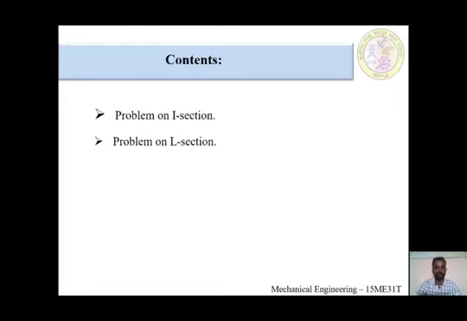Briefly, I will tell you about the I section and the L section. The I section is symmetrical about the Y axis, so this is a symmetrical problem. The second problem is the L section. This is not symmetrical about the X axis, and it is not symmetrical about the Y axis either. This is briefly about the two contents.